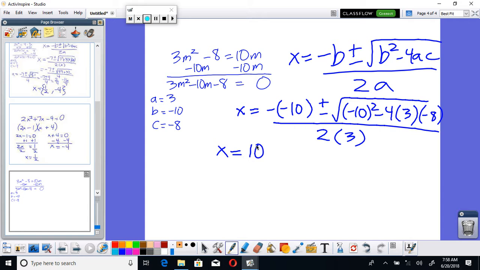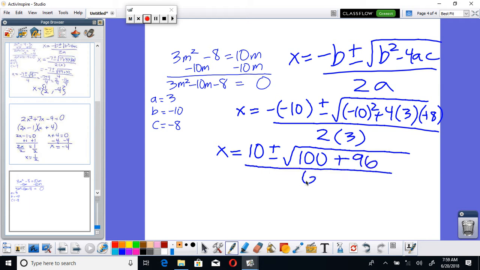This would be 10 plus or minus 100 plus 96 over 6. Yeah, 96. Okay. X equals 10 plus or minus radical 196 over 6. Okay, this is going to come out nice.